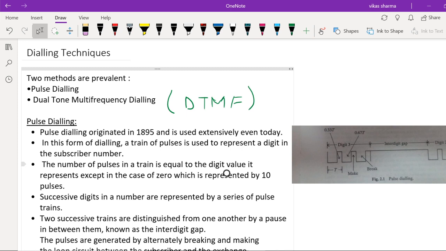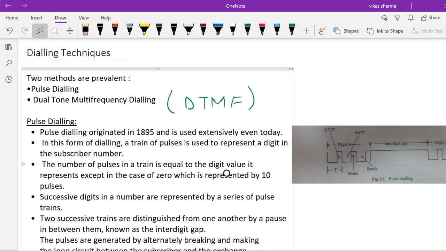Pulse dialing originated somewhere in 1895 and is used even today. Now, what is pulse dialing? In this form of dialing, a train of pulses is generated, and these trains of pulses are used to represent a digit in the subscriber number. We have talked about subscriber identification in the previous lectures.